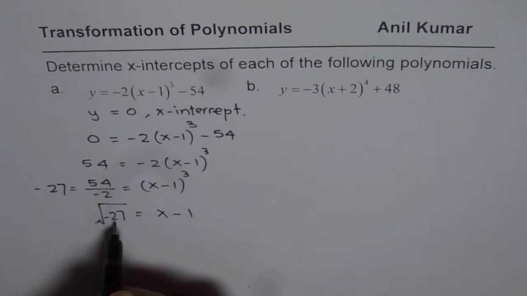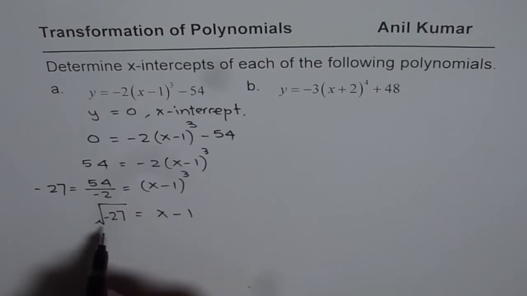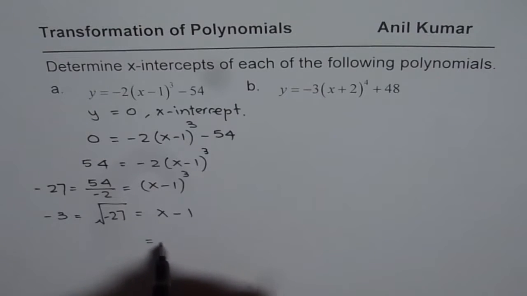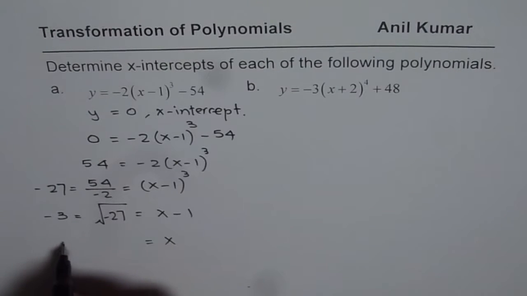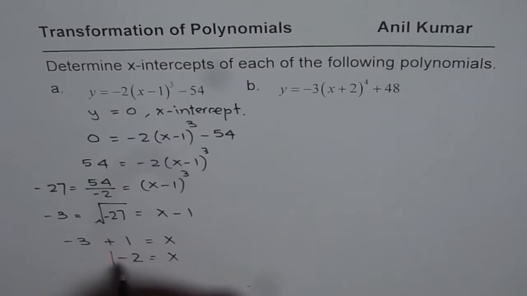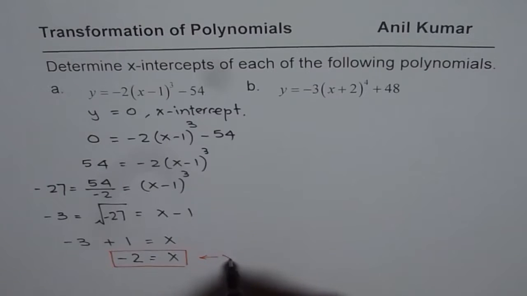The cube root of negative 27 is, you can use calculators also, minus 3, right? So we'll write this as minus 3. Now x is equal to, you can add 1. So we get minus 3 plus 1, and so we get the value of x as equal to minus 2. So here we have one x-intercept, and that is at minus 2. So that is the answer for us. The x-intercept is x equals minus 2.